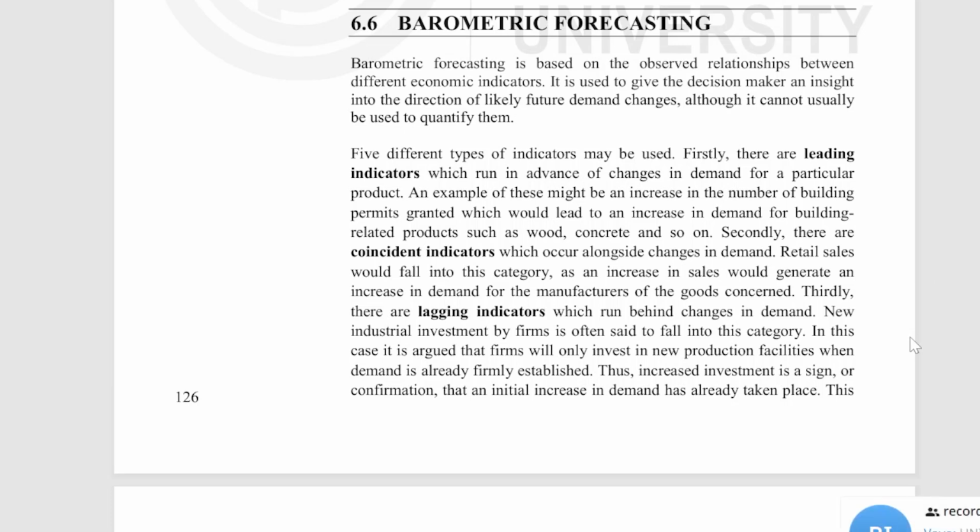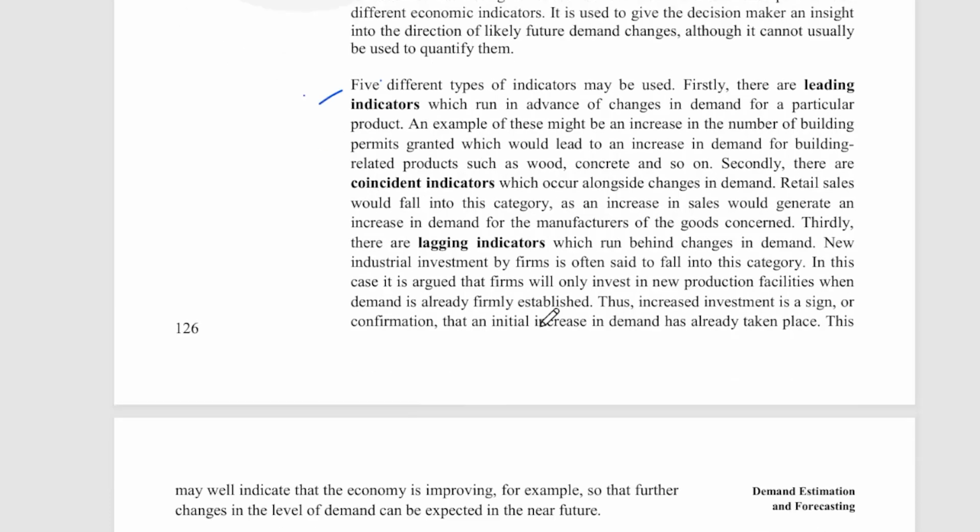In today's session, we will start with Unit 6, subsection 6 of MMPC 010, that is barometric forecasting. Barometric forecasting is based on the observed relationships between different economic indicators, and it is used to give the decision maker an insight into the direction of likely future demand changes, although it cannot usually be used to quantify them. Five different types of indicators may be used.